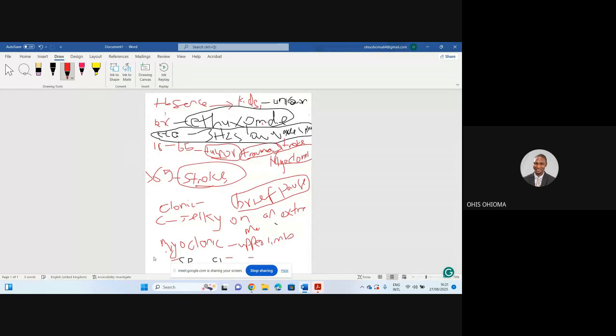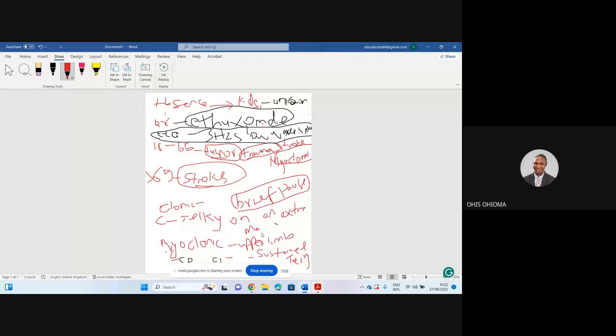And then in this kind of situation, the patient has more of a sustained jerking without a pause. So the patient jerks, but doesn't have a pause in between, unlike clonic seizures. In a clonic seizure, the patient has a brief pause. So he jerks for about 1 or 2 minutes, stops, and then continues jerking again, right?